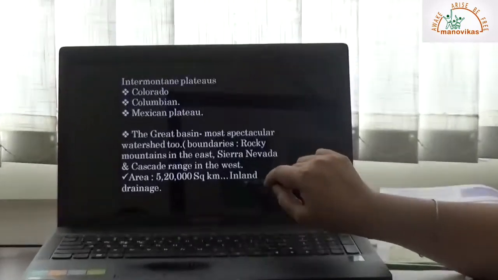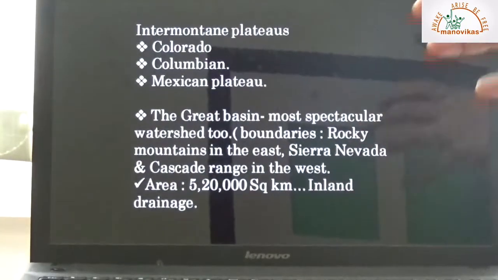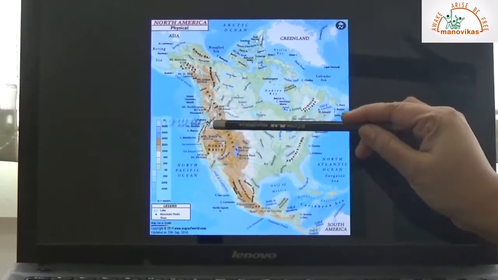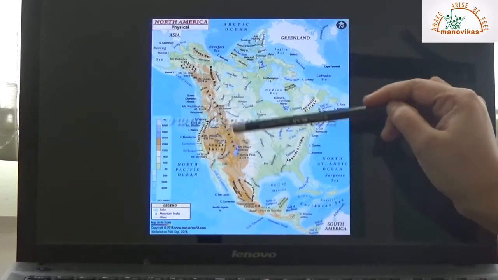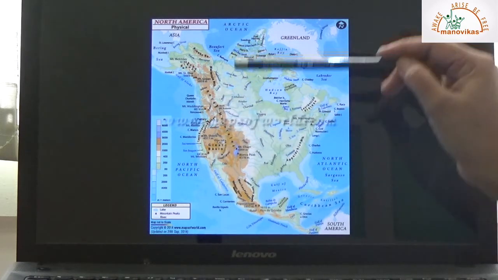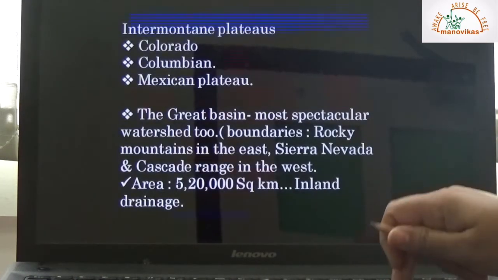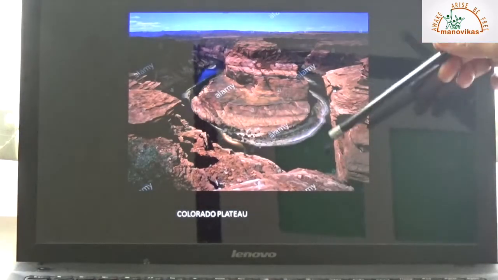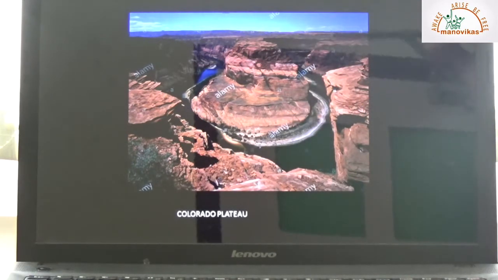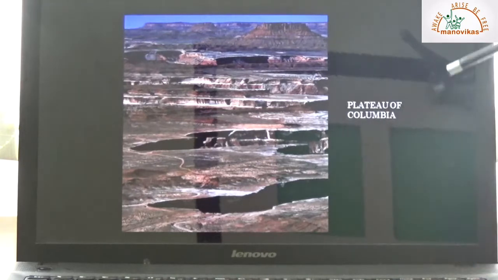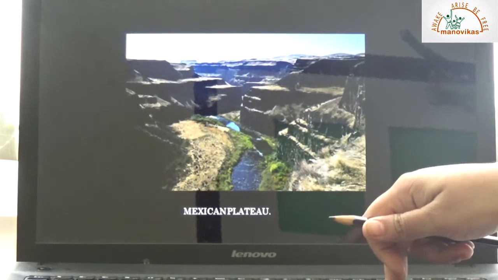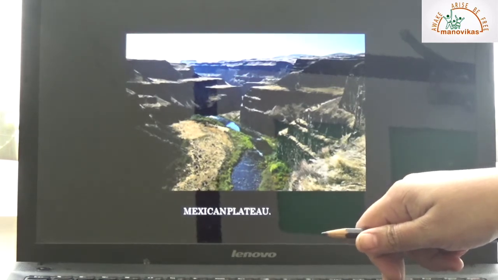And at the same time, it is known as inland drainage basin because there are many rivers which are moving towards the center of this basin. So the location of this basin is here, the Great Basin. The Great Basin is surrounded by Coast Range, Cascade Range, some part of Rocky Mountains, okay, and there are many rivers which are moving towards the center. Okay, so this is a picture of Colorado Plateau, and this is River Colorado, which has carved out the Colorado Plateau. Okay, this is the Plateau of Colombia, and then you have a Mexican Plateau, which is the part of Mexico.